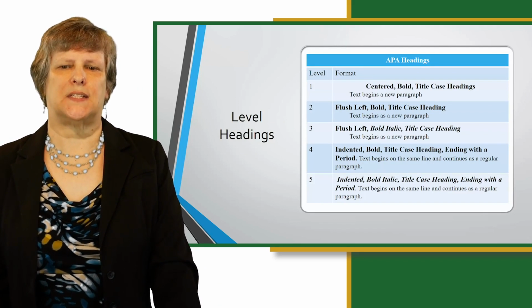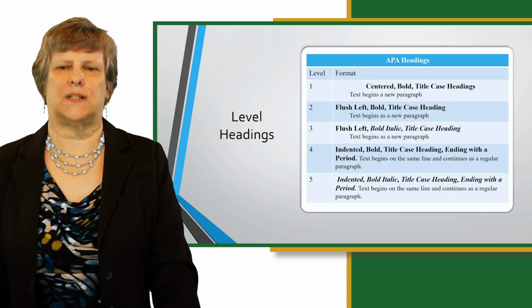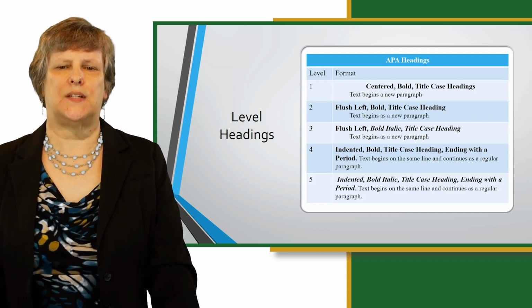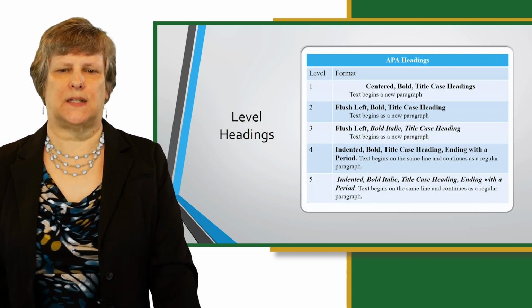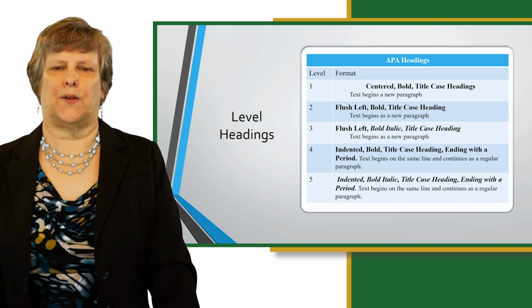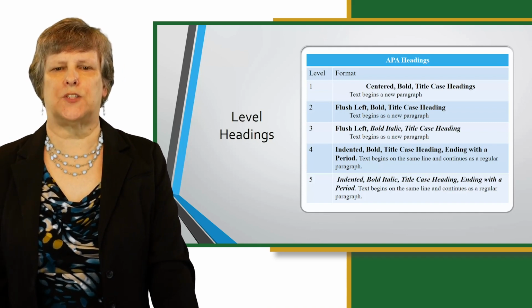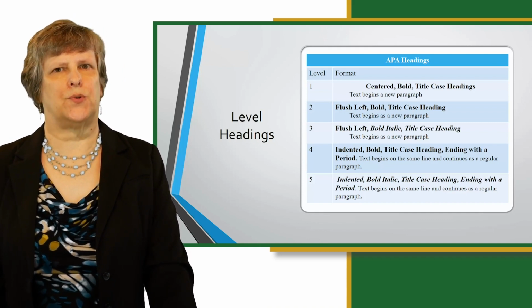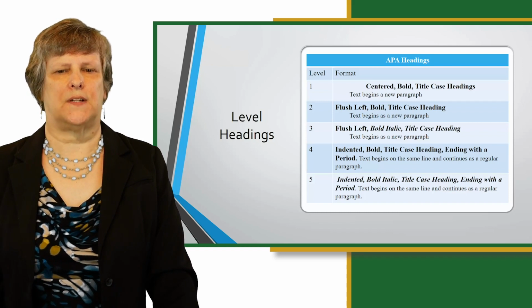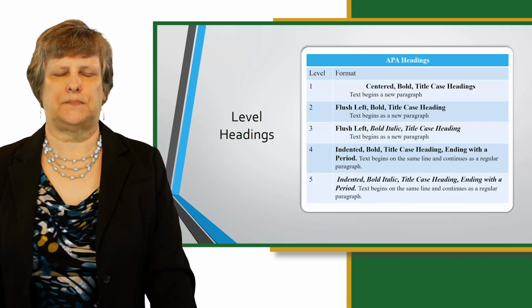Notice level 1, it's centered, bold, title case headings. You see how every main word is capitalized. Then the text begins a new paragraph, next line. Level 2, flush left, bold, title case headings. Notice the only difference between a level 1 and a level 2 is level 2 is flush left. The text still starts below it as a new paragraph.